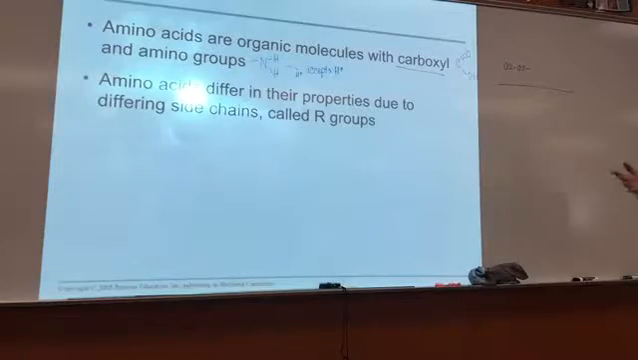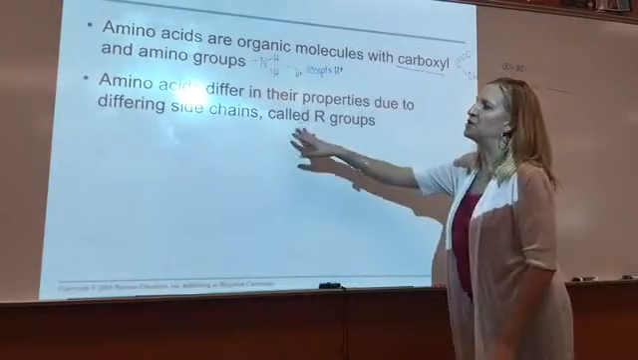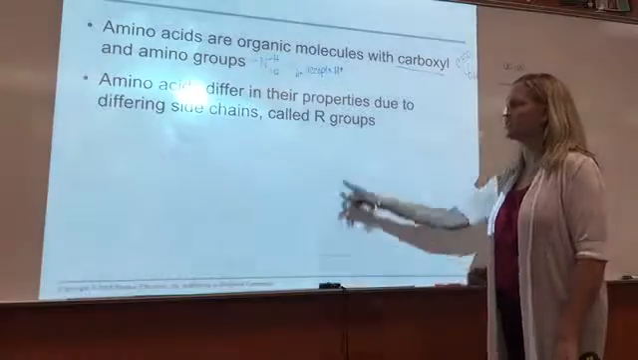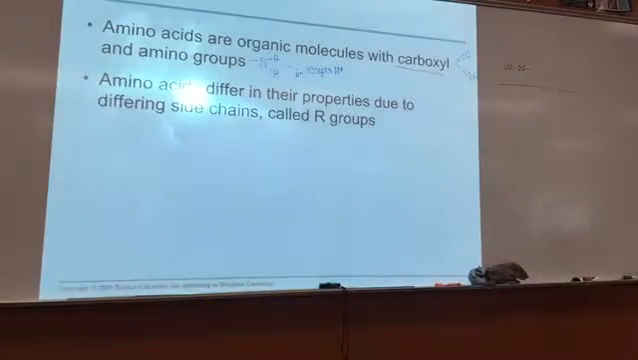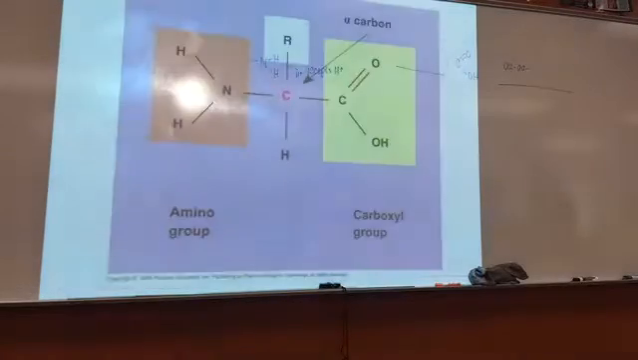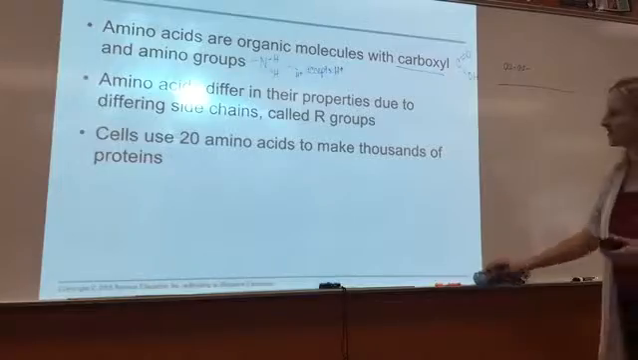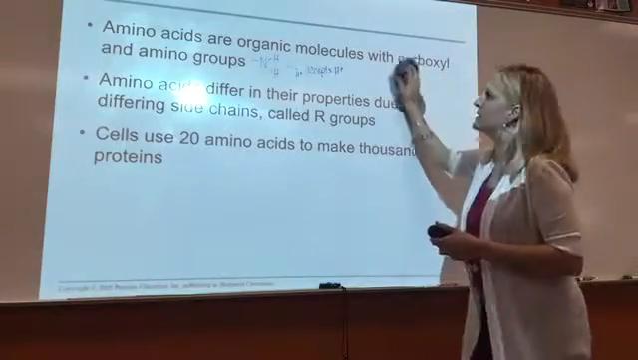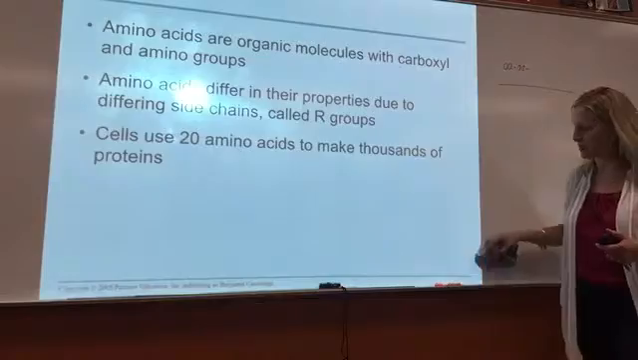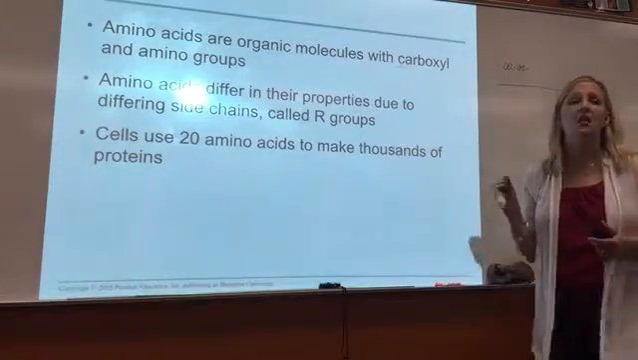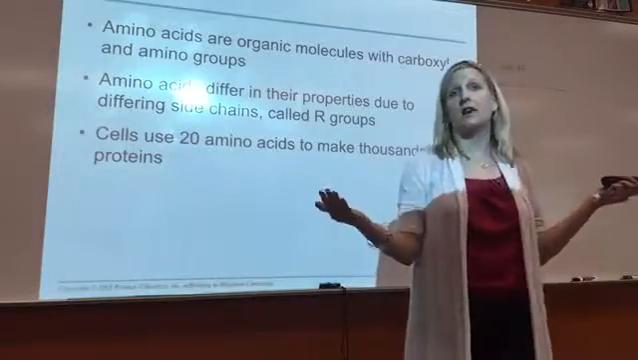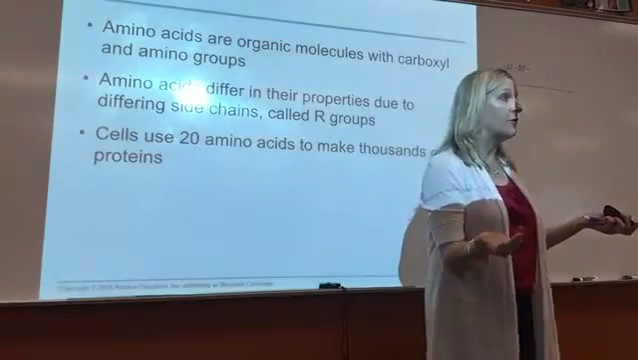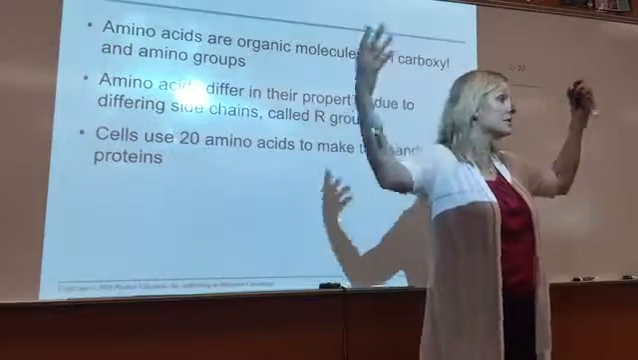All right, so amino acids differ in their properties due to differing side chains. These side chains are called R groups. R stands for radical. And I'll illustrate this in these next set of pictures here. There are 20 total amino acids to form thousands of proteins. I use the analogy with words, same idea with our alphabet. We have 26 letters in our alphabet, right? How many words can we form? I don't even know, thousands of words, right?